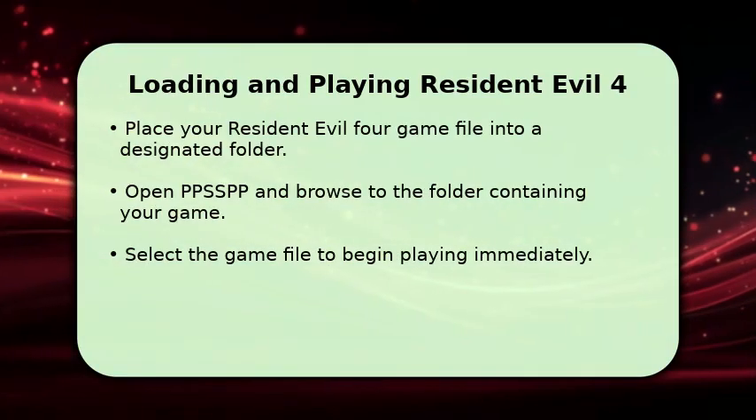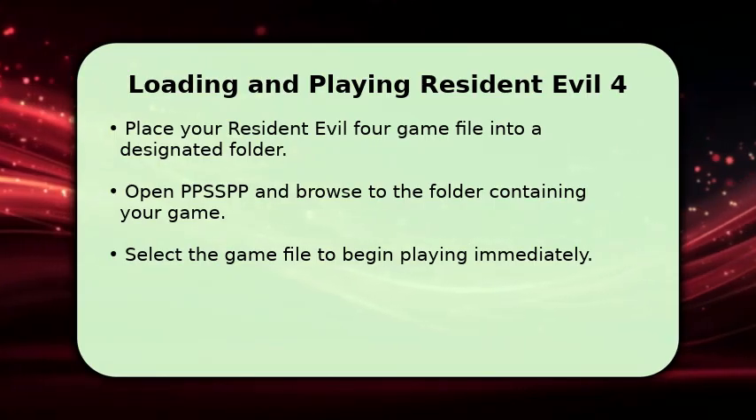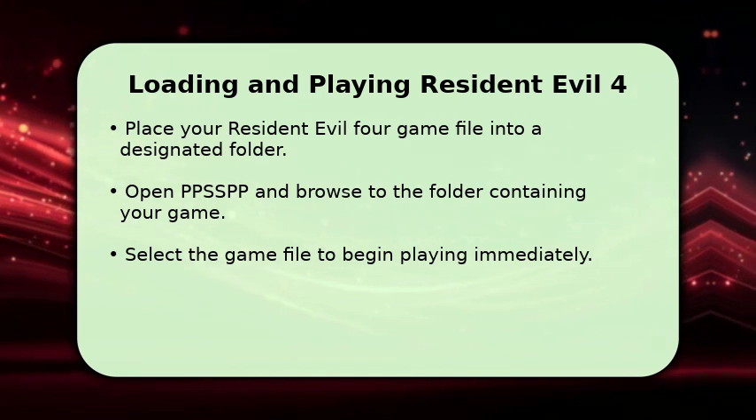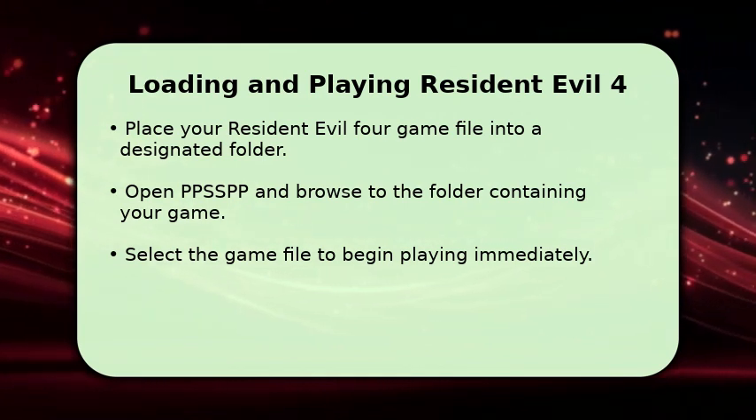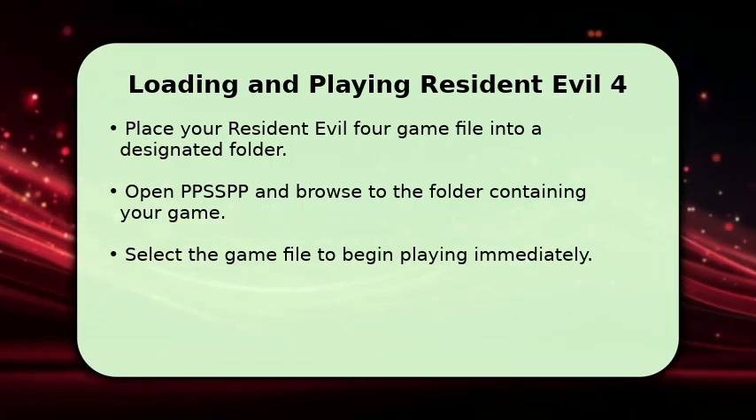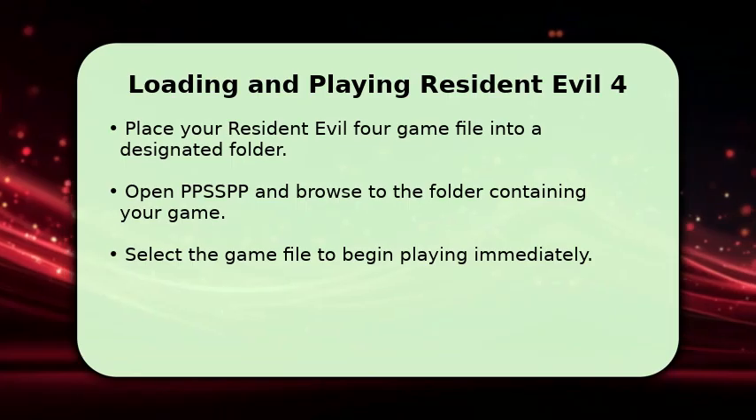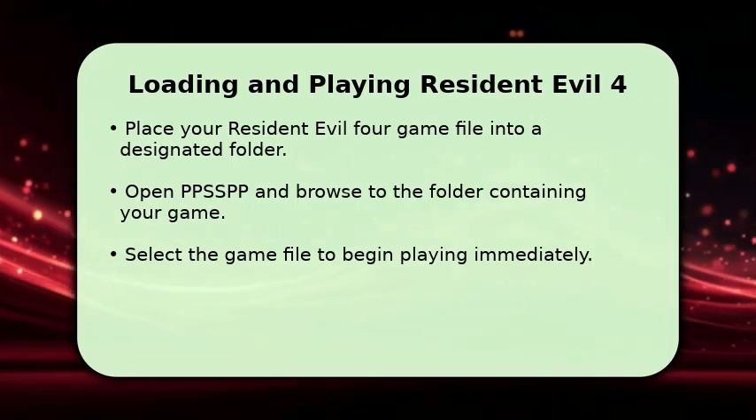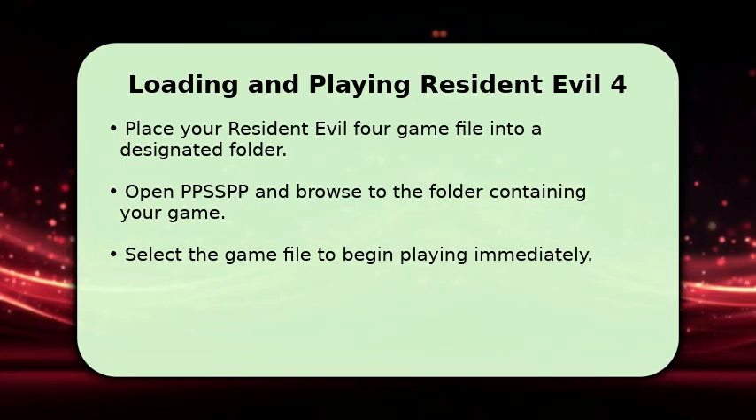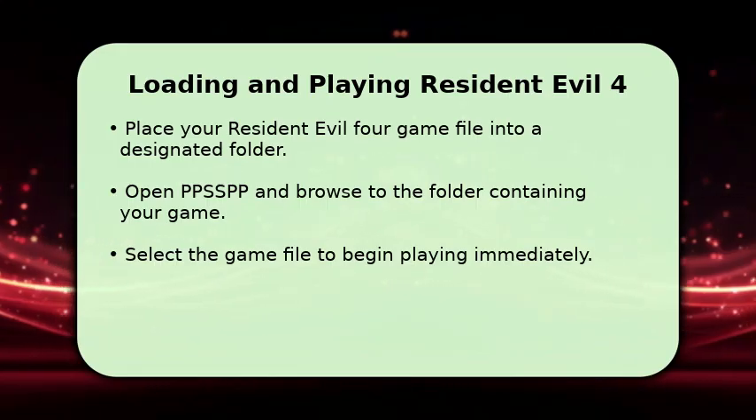To load your game, first place the Resident Evil 4 ISO or CSO file into an easily accessible folder on your device. Open the PPSSPP emulator and use the Load or Games tab to navigate to that folder. Once you see the game icon, simply tap or click it to start playing. The default controls are usually displayed, but you can customize them in the settings.